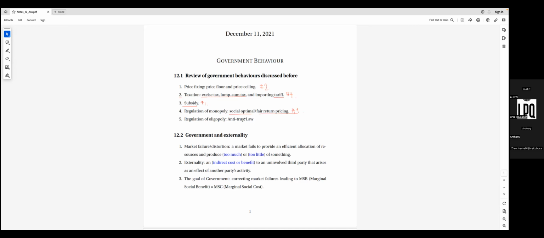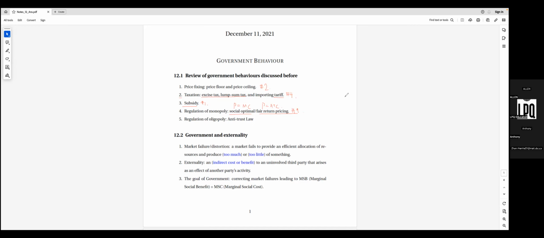You need to memorize these. Social optimal means, as a government, you ask them to lower their price down to their marginal cost. And fair return means you ask them to lower their price down to ATC. Okay, this is number 4.